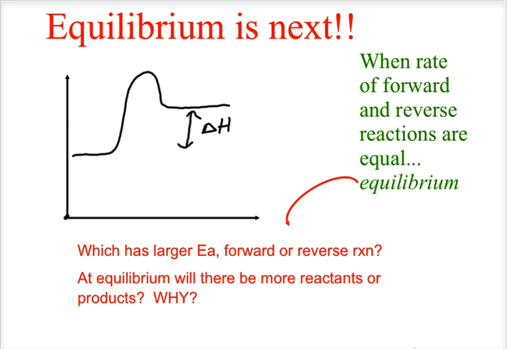At equilibrium, when the rates have equilibrated, then will you have more reactants or more products? It seems pretty easy to see that it's hard for the reactants to turn into products. So in this equilibrium situation, the products would be favored as opposed to the reactants. And that's a common question that we ask about equilibrium reactions. Is it reactant favored or product favored?